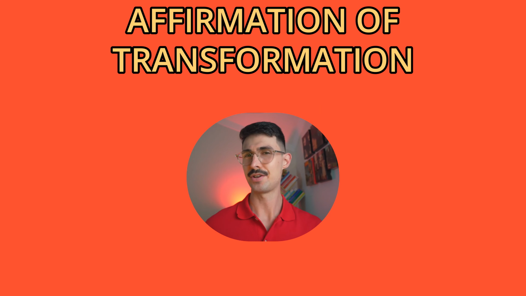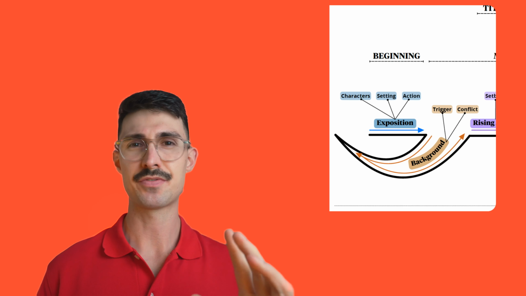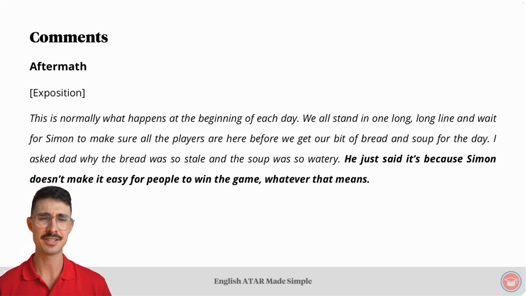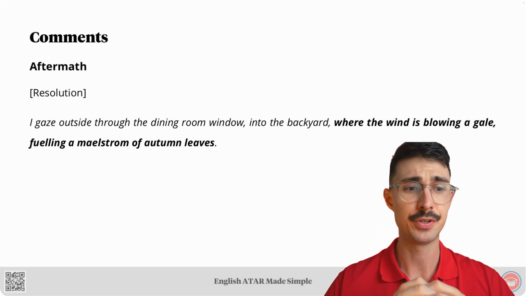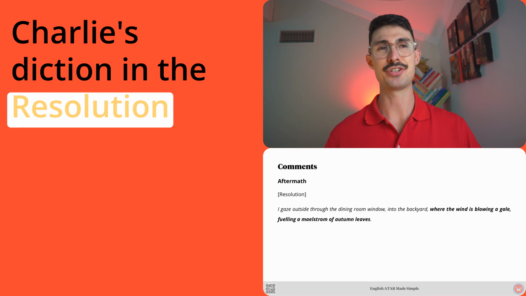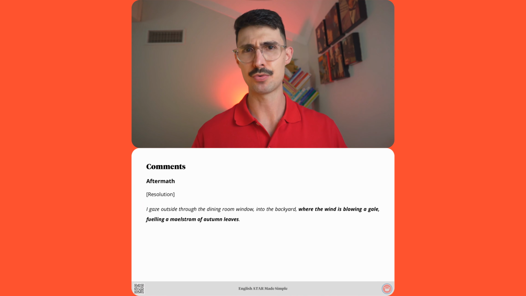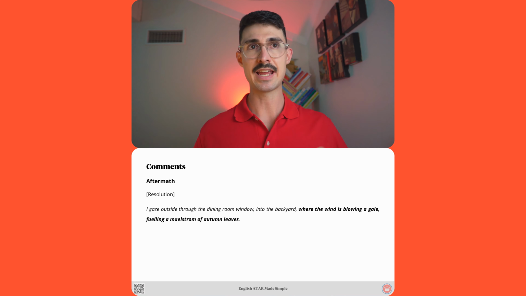One of those ways is diction. Compare the following 2 excerpts. Number 1 is from the exposition section of the story. He just said it's because Simon doesn't make it easy for people to win the game, whatever that means. That is excerpt 1. Excerpt 2 is where the wind is blowing a gale, fueling a maelstrom of autumn leaves. Charlie's diction in the resolution is more developed than his diction in the exposition. This suggests to the reader, before they've found out that 6 years have passed, that Charlie has grown and matured.